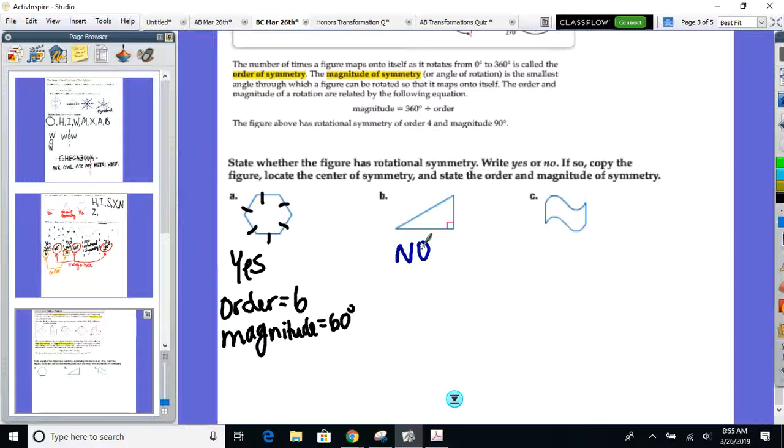How about my little banner here? Does it have rotational symmetry? Yes. What's my order then? Because I can see it twice if I turn it from 0 to 360. And if the order's 2, the magnitude, minimum number of degrees I can rotate this, is 180 degrees. Okay? Everyone all right with symmetry?